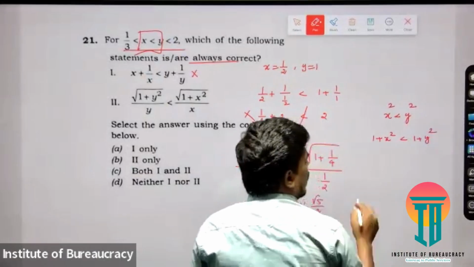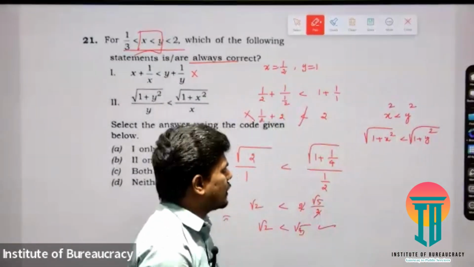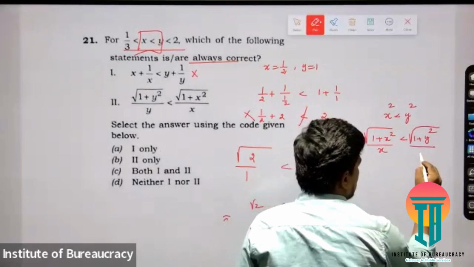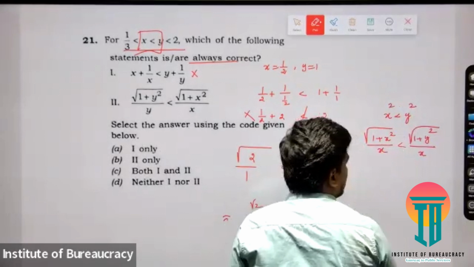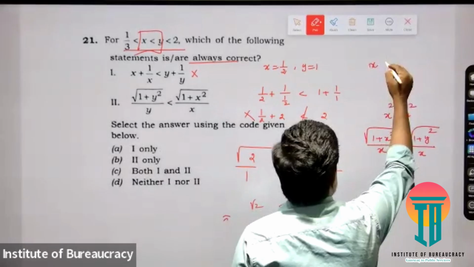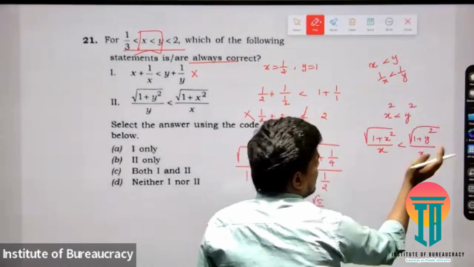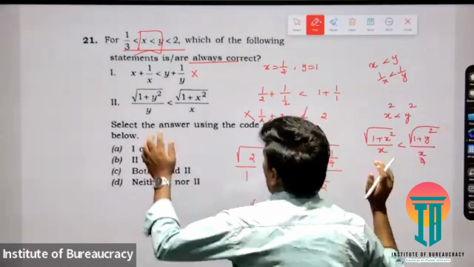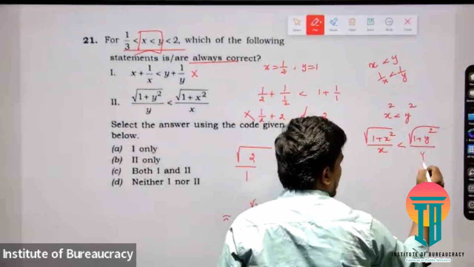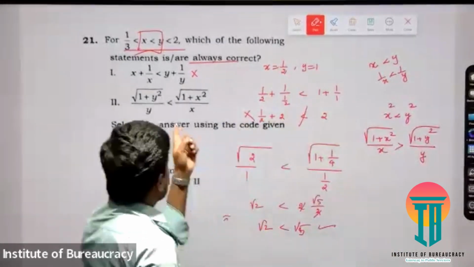True. Now you take the square root. Then also this inequality is going to remain less than. Now if you divide both sides by x, then also it is going to remain less than. But here, x is less than y, and 1 by x is less than 1 by y. So in this place, if I replace it with y, this inequality will change like this.